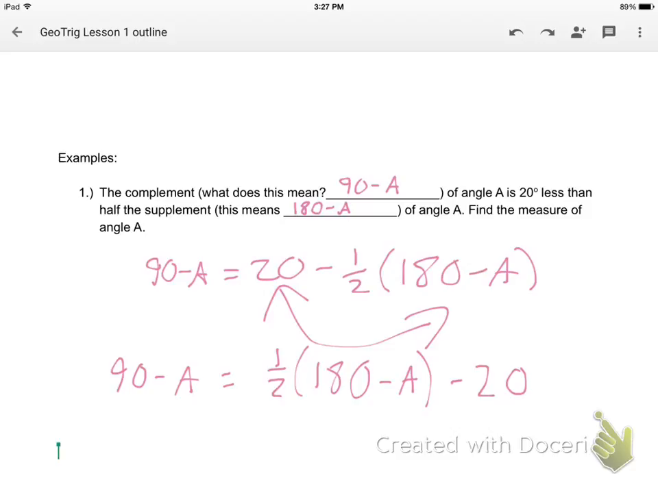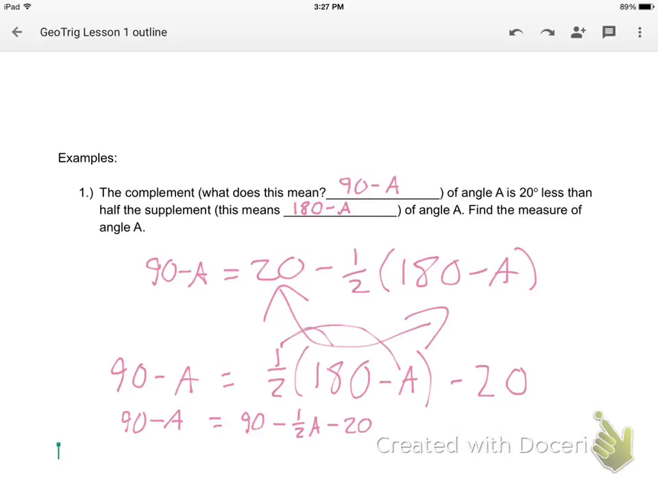From here, it just becomes, hey, evaluating the problem. What do I do with the 1/2? Distribute. So nothing's going to happen with the 90 minus A. That equals 1/2 times 180 is 90, minus 1/2 times a negative A. Negative 1/2 A, or minus 1/2 A. Minus 20 because we didn't touch it.